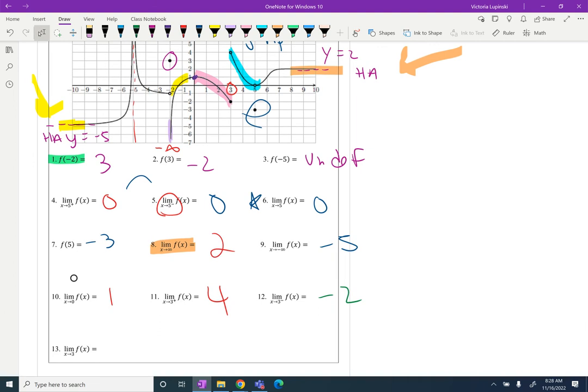And the final question for 13, look at 11 and 12. Is the blue piece going to the same spot as the pink piece? So the limit does not exist. And again, don't get confused. Undefined is for f of. The limit does not exist.